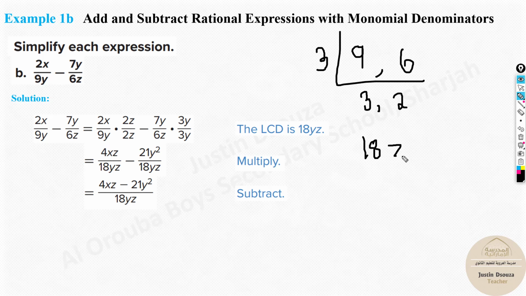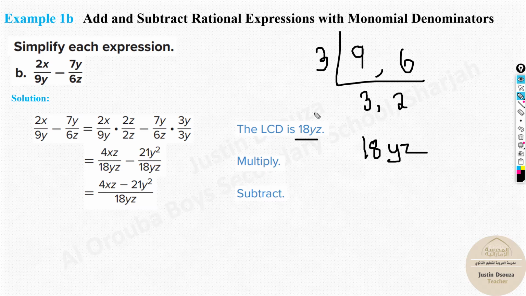So 18z. And what about the alphabets? You must just write them as they are, because they are not the same in both of them. 18yz, that is the LCD. See, this is the LCD. Now 9y is already there. What must be multiplied in order to get 18yz?